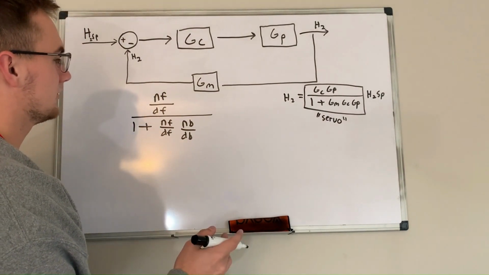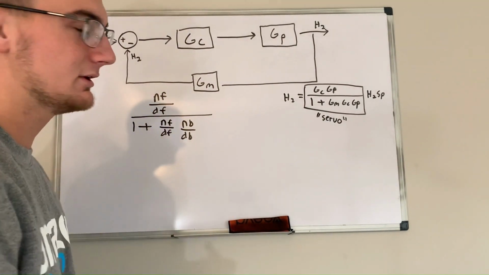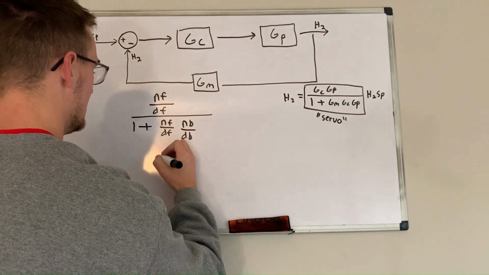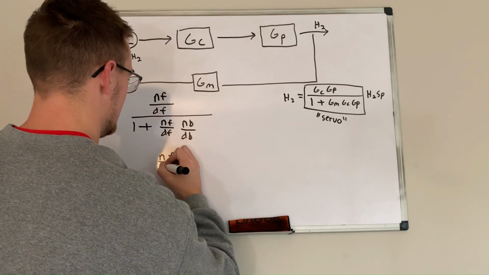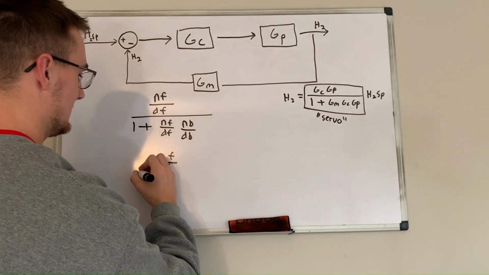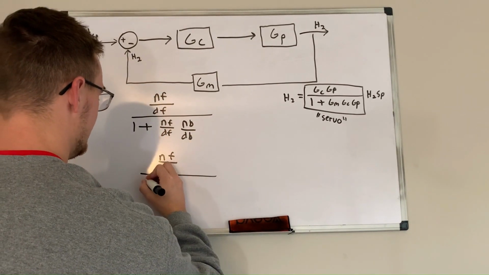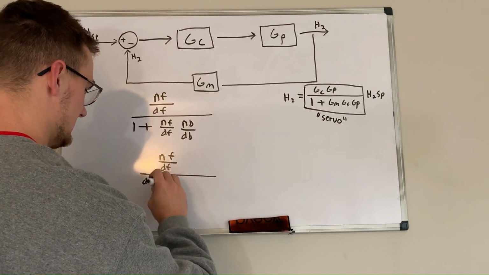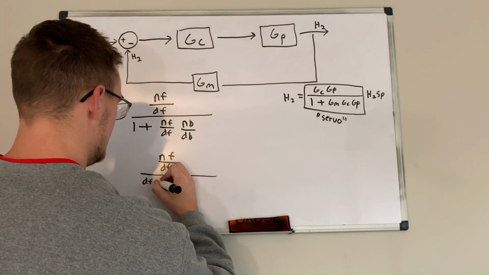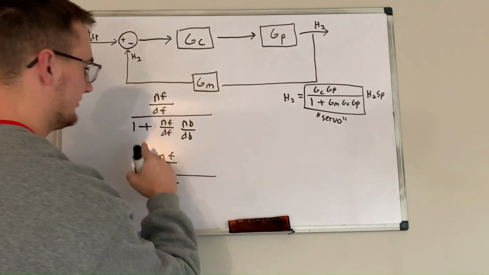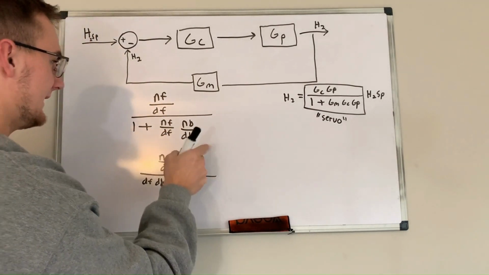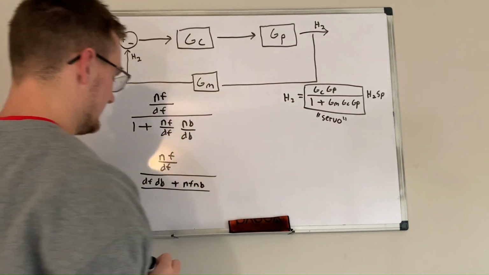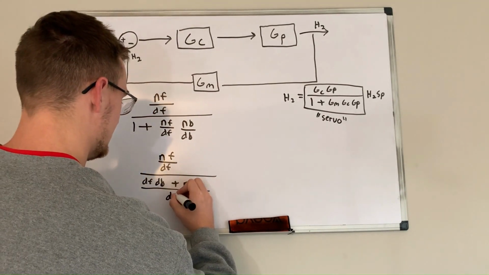But from here, what we can do is get a common denominator. We'll still have our same numerator, NF over DF, and then common denominator we'll have DF, DB, and then plus NF, NB, and this is over DF, DB, common denominator.